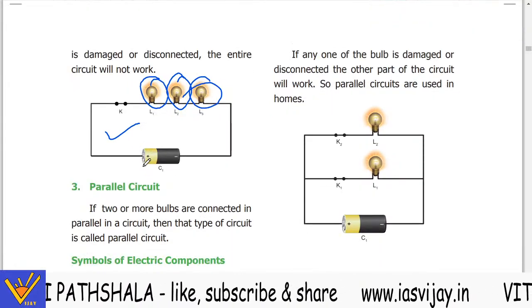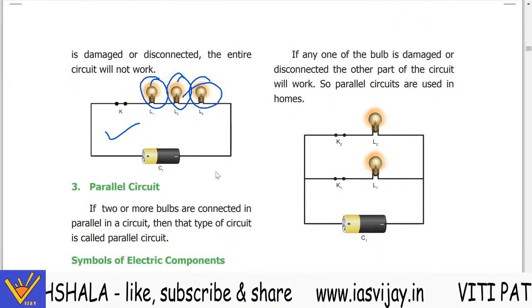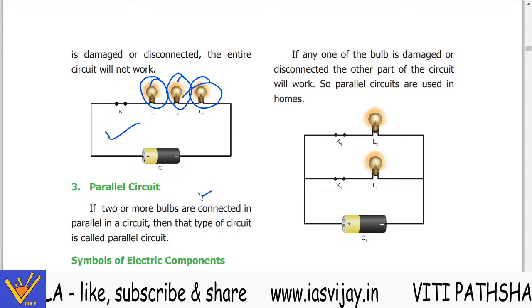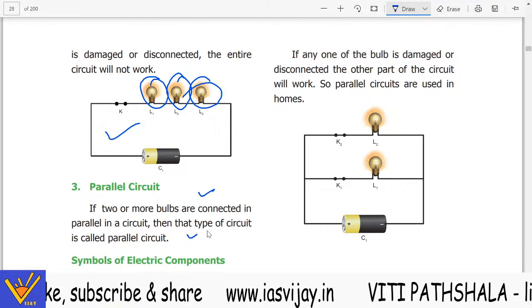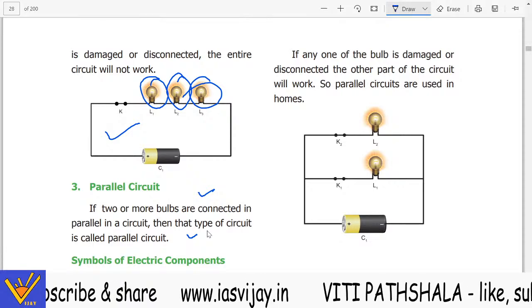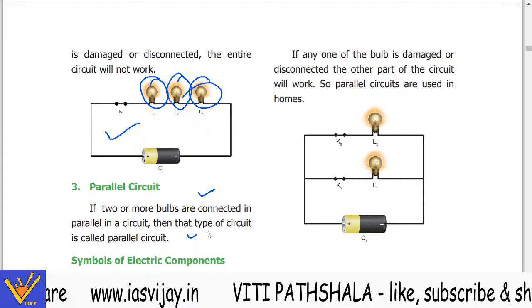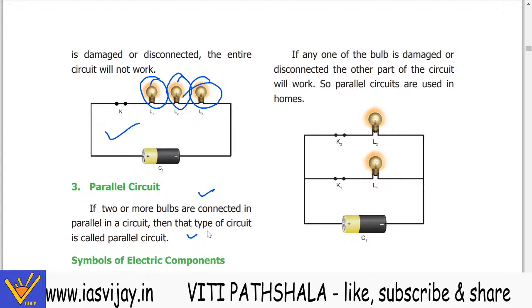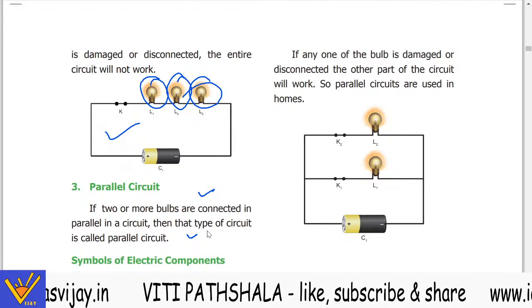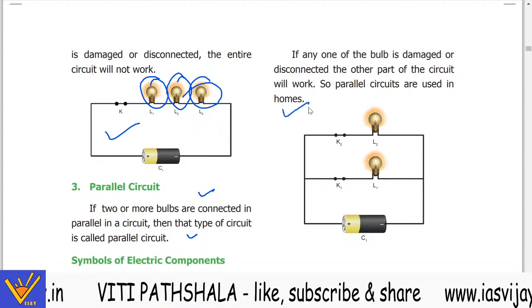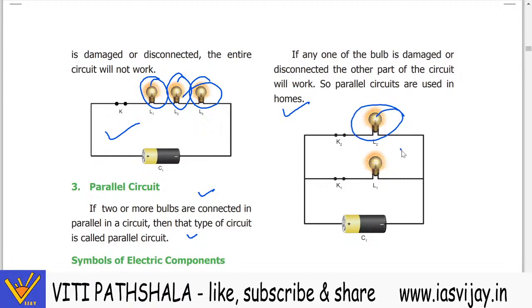Then next comes the parallel circuit. If two or more bulbs are connected in parallel, then that type of circuit is called a parallel circuit. If any one of the bulbs is damaged or disconnected, the other part of the circuit will work. So parallel circuits are used at homes. We use the parallel circuit at homes.